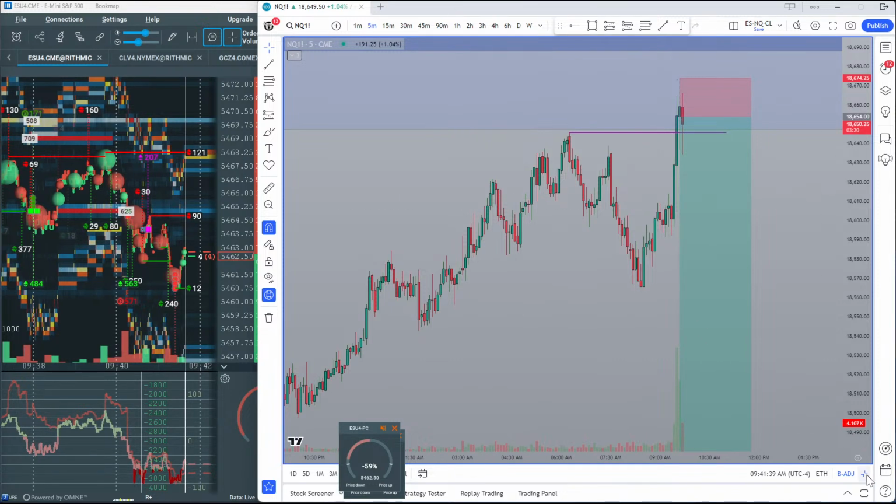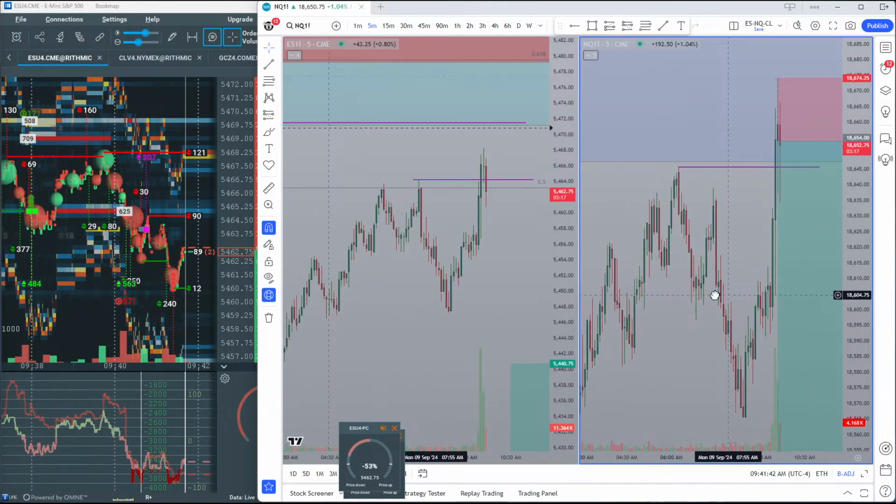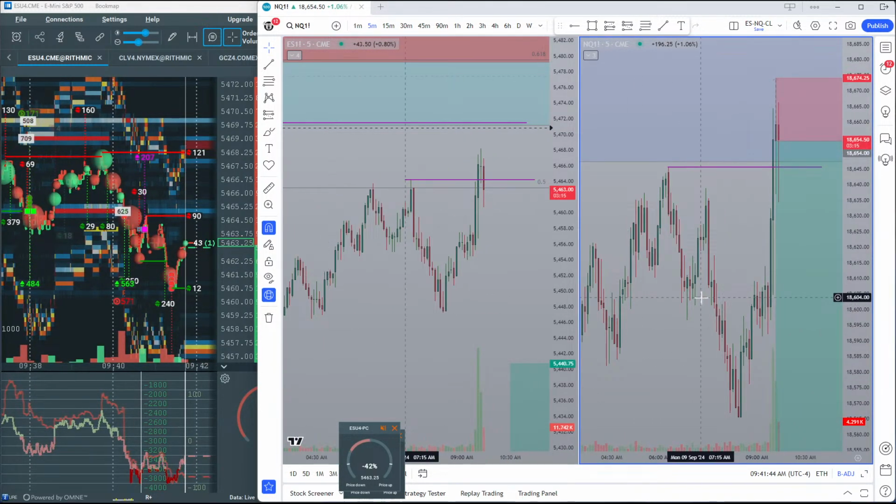We'll look for some NQ shorts, see if we maybe possibly make divergence. We'll see.